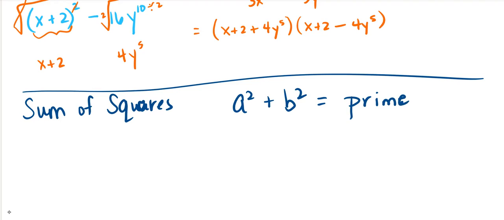So even if I gave you something that looks like a beautiful, easy square problem, like let's say we had 36x squared plus 49. And you really wanted to square root this and get 6x and square root this and get 7 and do your plus and your minus. It doesn't work. This is prime.